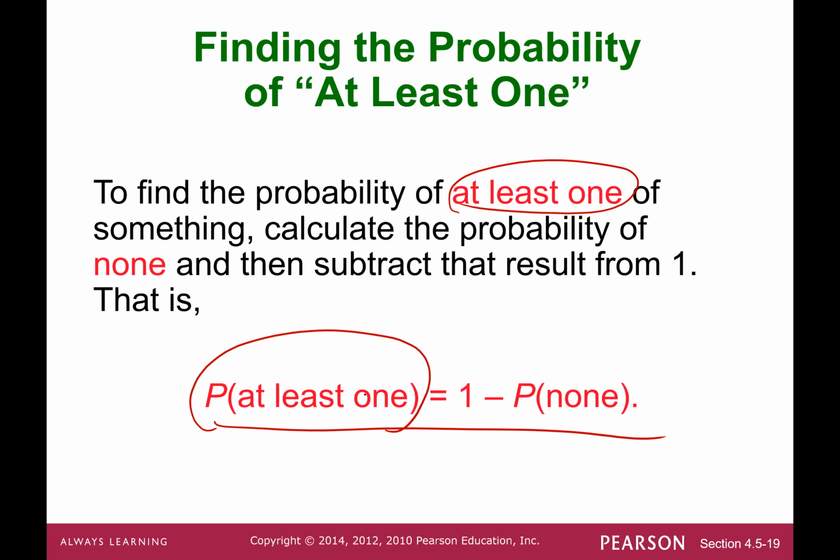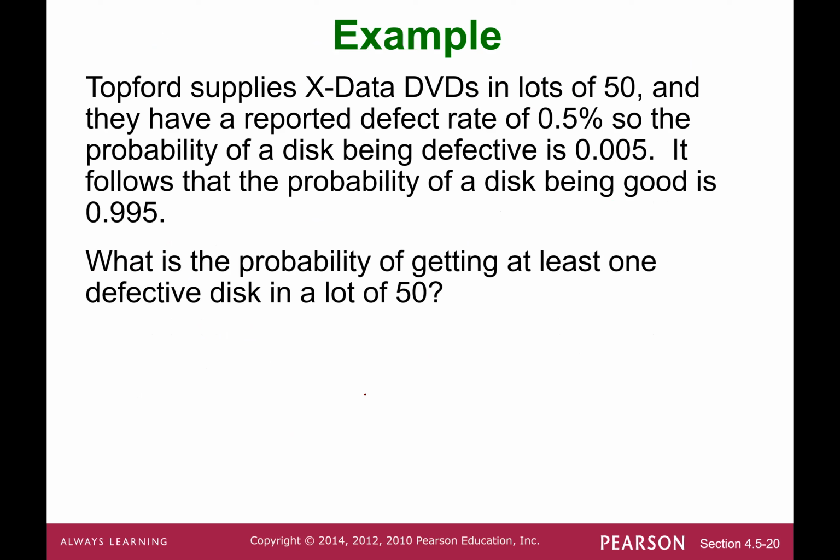And if you look at it, think about it, right? Let's say DVD companies offer surprise DVDs in lots of 50 DVDs in a particular package, right? And then you have a reported defective rate of 0.5%, meaning 0.5% of them are defective. That means the probability of a disk being defective will be 0.005. So you turn 0.5% to a decimal number, it becomes 0.005. So this is what they call a defective rate. And then it follows that the probability of a disk being good will be 0.995.